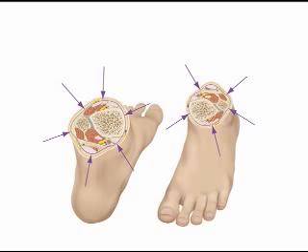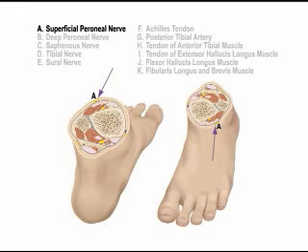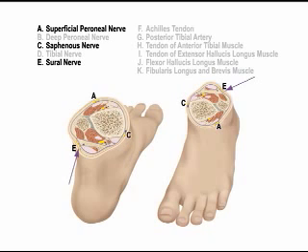which is represented in a purple line in this image and is indicated by the arrows. These nerves are A. the superficial peroneal nerve, C. the saphenous, and E. the sural nerves. Note that the names of all 3 of these nerves start with the letter S.